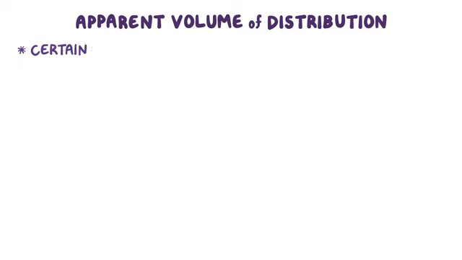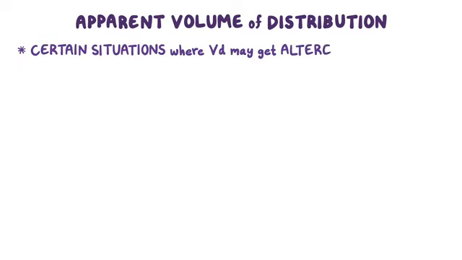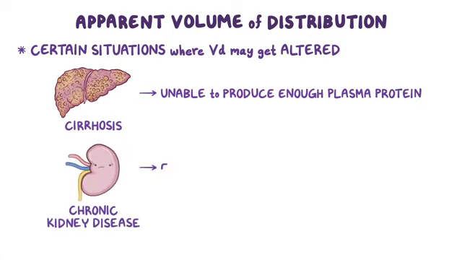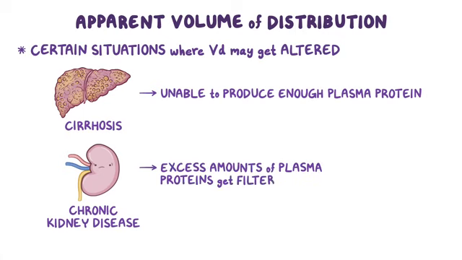Now, there are certain situations where this apparent volume of distribution may get altered. For example, in chronic liver diseases like cirrhosis, where the liver is unable to produce enough plasma protein, or in certain kidney conditions like CKD or chronic kidney disease, where excess amounts of plasma proteins get filtered out through urine, the amount of plasma protein-bound medication gets reduced substantially, therefore increasing the VD.